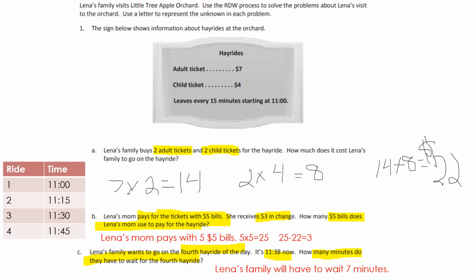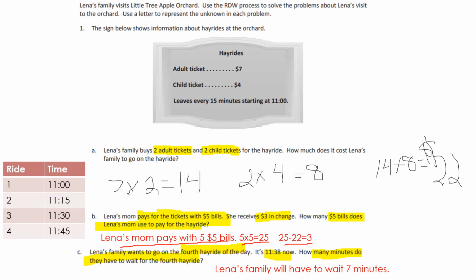So as you can see, I wrote Lena's mom pays with $5 bills. And here's my work to show this. I do 5 times 5 equals 25, and then 25 minus 22 is 3. So if I wasn't sure, I could be guessing and checking that. But this is when you, remember, want to be practicing your multiplication skills, because then you would know this.